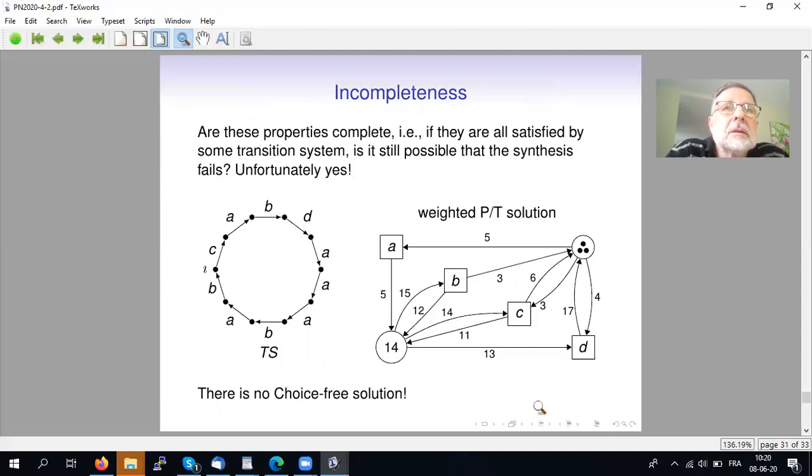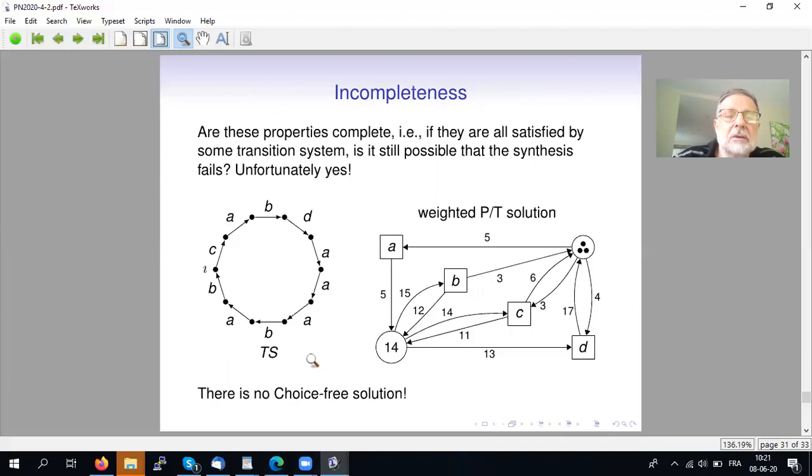Now that we have completed our set of needed properties, we may wonder if we have a complete set of properties. That means a set such that if they are all satisfied, then it is sure that the system satisfying those properties is synthesizable in the class of choice tree nets. We obtained this kind of grail for Mach graphs, for instance. But for choice tree nets, this is not the case, even with our new property.